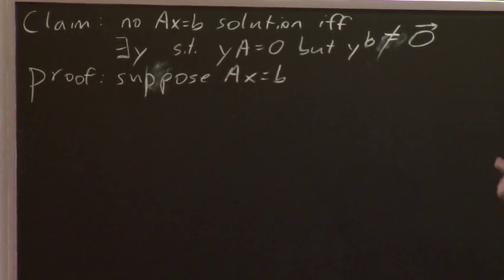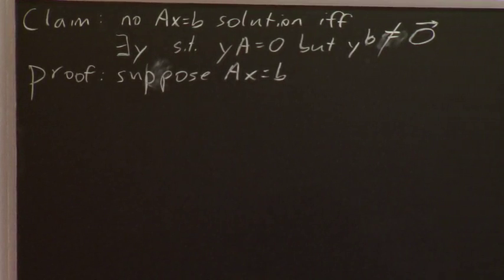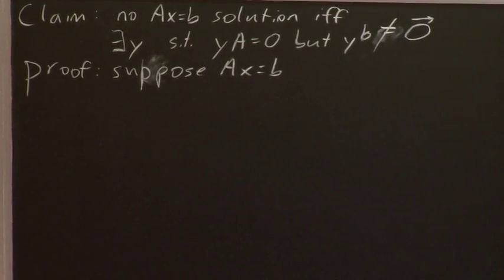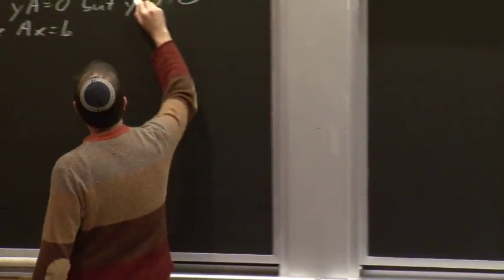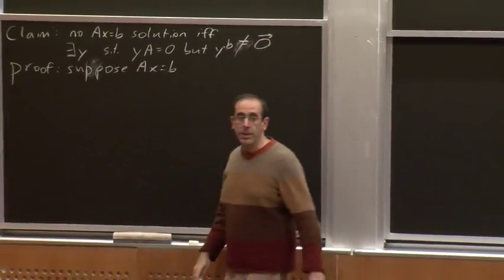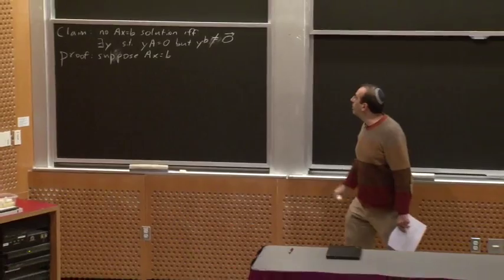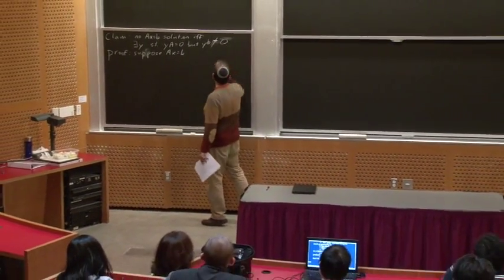Okay, so suppose we have an ax equals b. Yes? Is that element-wise multiplication or the dot product? That's the dot product. We don't do element-wise multiplication in this class. Zero? What was that? Oh, thank you. Yes, this is all 0.